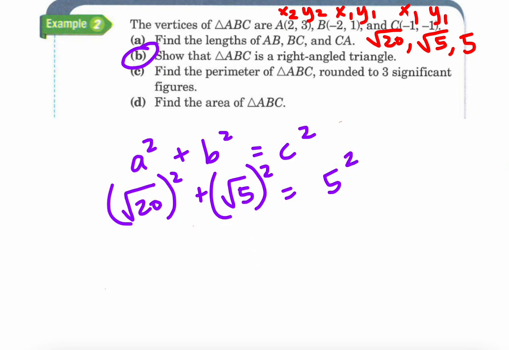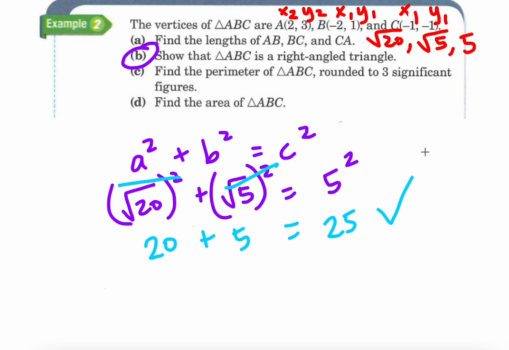Square root of 20 and my square cancel out. They're opposites of each other. So if you square a square root, you basically get the number itself. Here I'm squaring my square root, so I basically just have 5 at the end. Okay, and then 5 times 5 is 25. Does 20 plus 5 equal 25? Yeah, it does. They make up a right triangle.